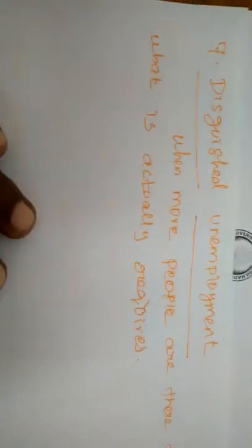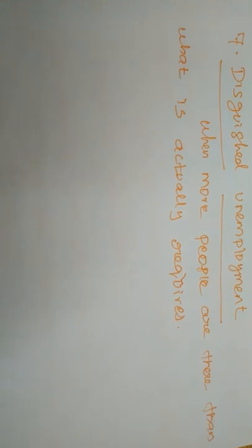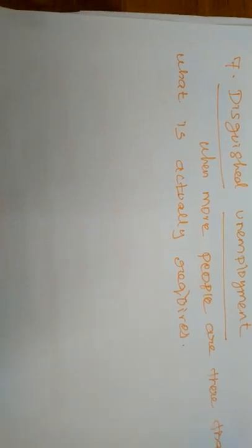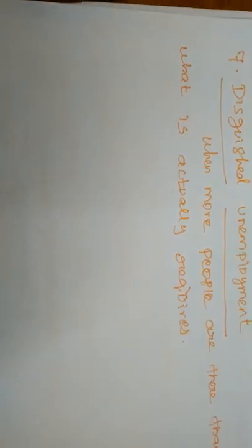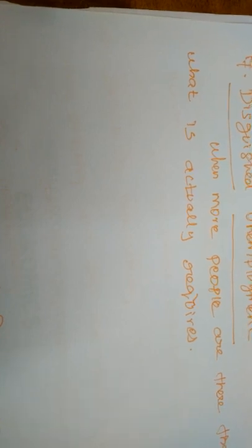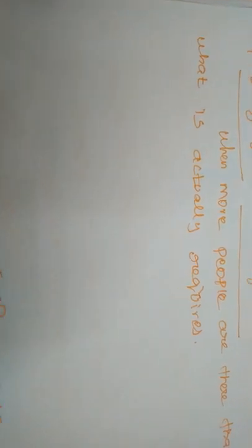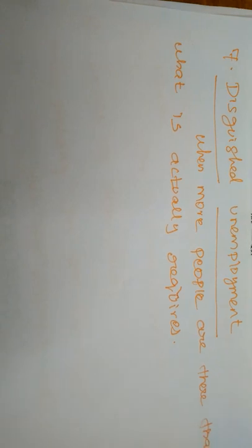Next, disguised unemployment. This is when more people are there than what is actually required. Sometimes in agriculture, or sometimes in industries, completing the work requires 10 people, but 20 people are doing the same work. The salary for 10 people will be split among the 20 people. Agriculture especially will have more disguised unemployment.